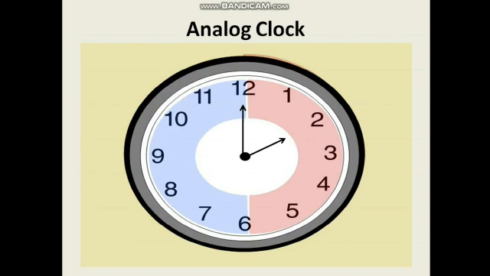So the clock that you see having moving hands and hours marked from 1 to 12 is called an analog clock. So we place these kinds of clocks on the wall. The longer hand, which is pointed to 12 on this clock, tells us the minutes, and the shorter hand tells us the hours, which is pointed to 2.